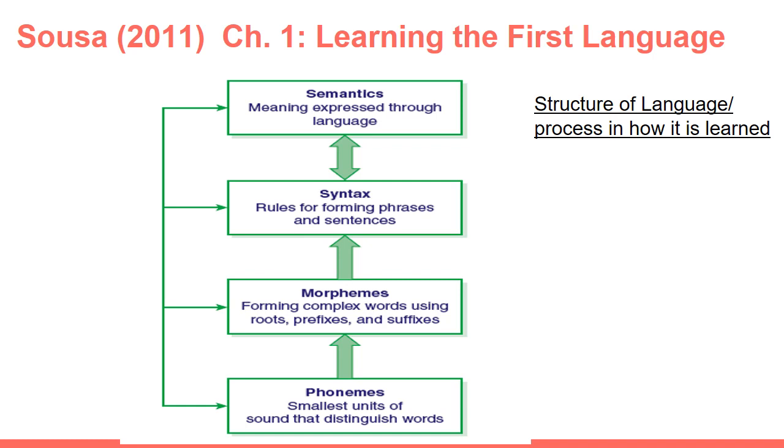But as children first learn sounds, then learn the versions of a word, the morphemes, and then learn how to put words into sentences, they then further develop semantics, where they understand the different meanings of sentences based on the tone of voice, the context, or the types of words that are being used.